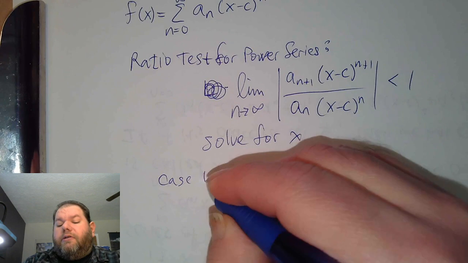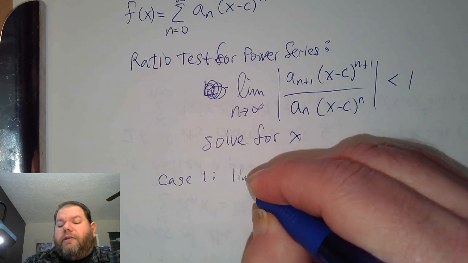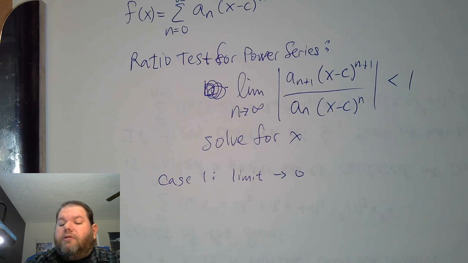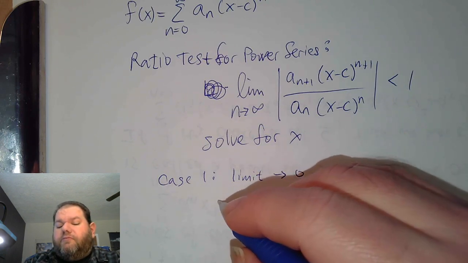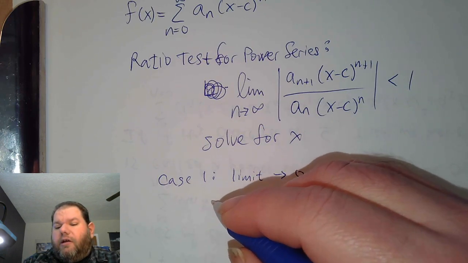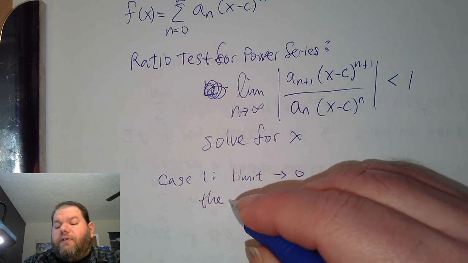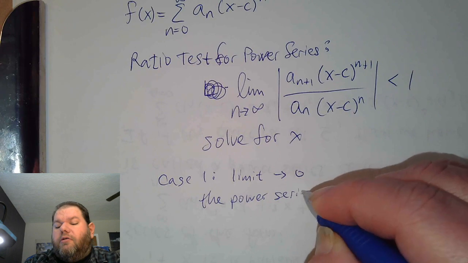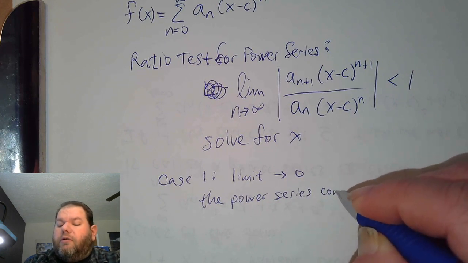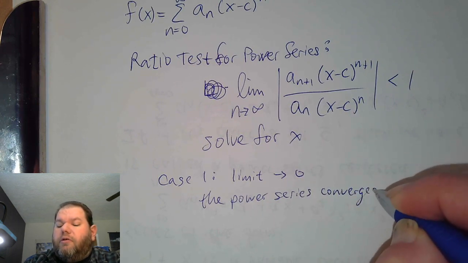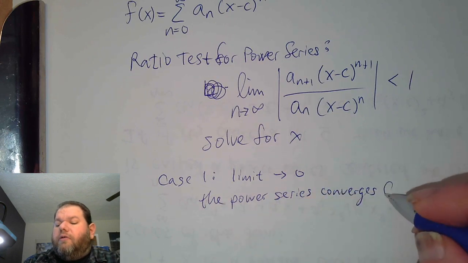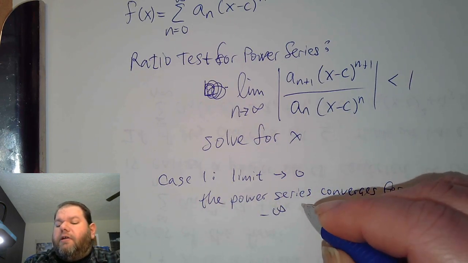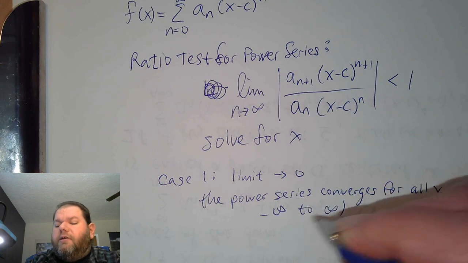So case 1, the limit approaches 0, so the power series converges for all x, negative infinity to infinity.